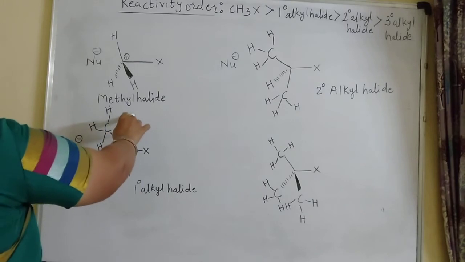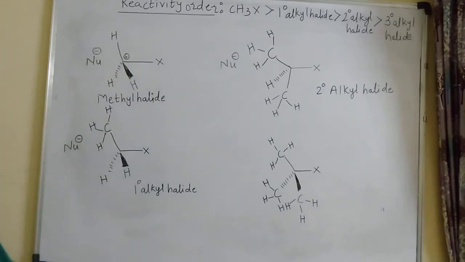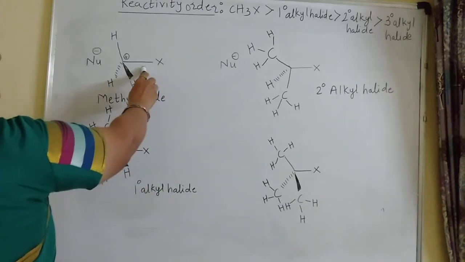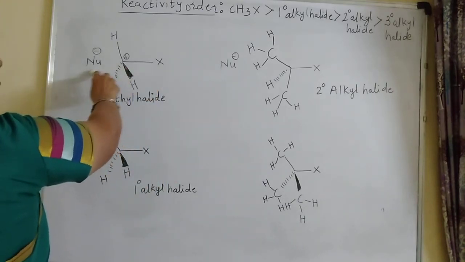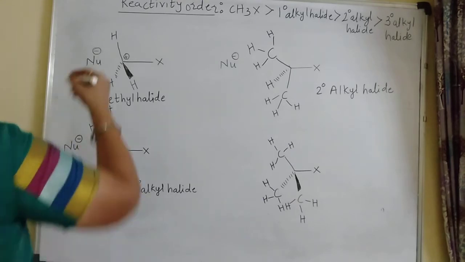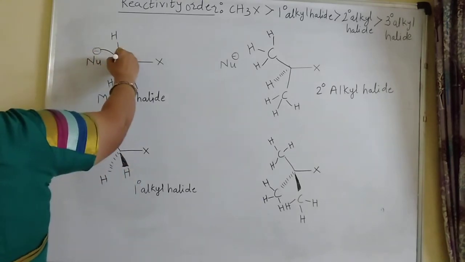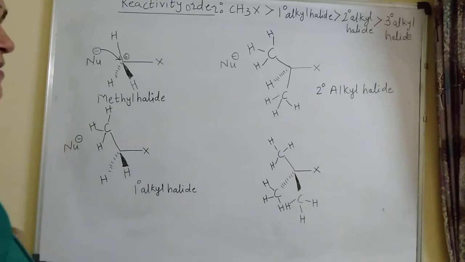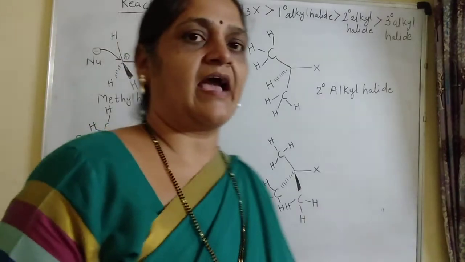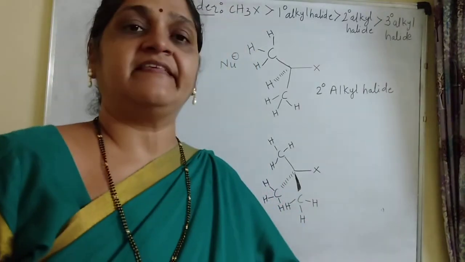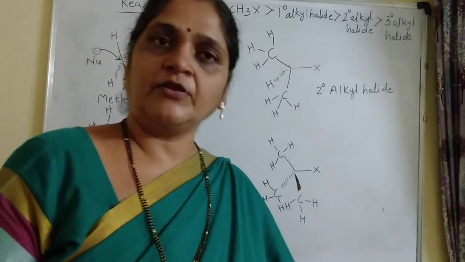Now in this methyl halide, the carbon which is carrying positive charge and bonded with the halogen will be easily approachable for the nucleophile. The nucleophile can easily attack this carbon atom, right? Because there is no interaction of the smaller size hydrogen atom with the nucleophile.